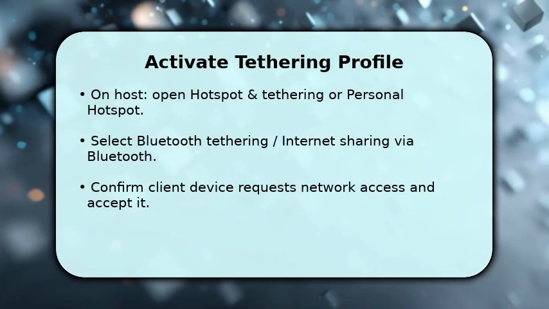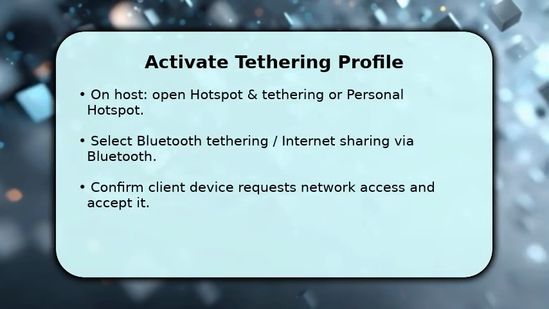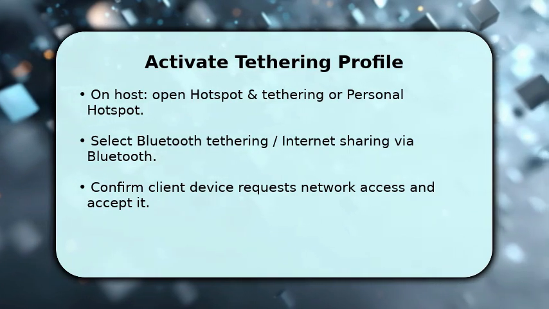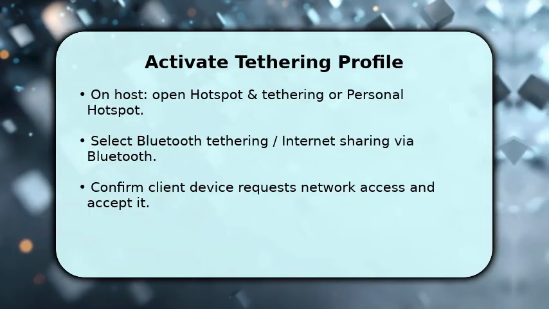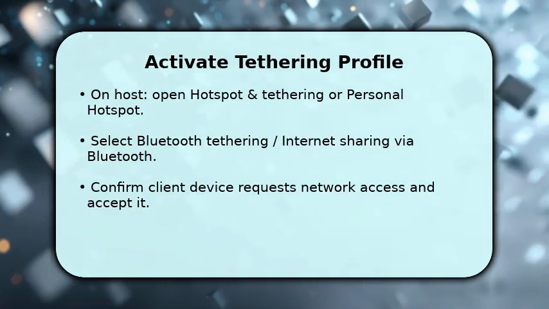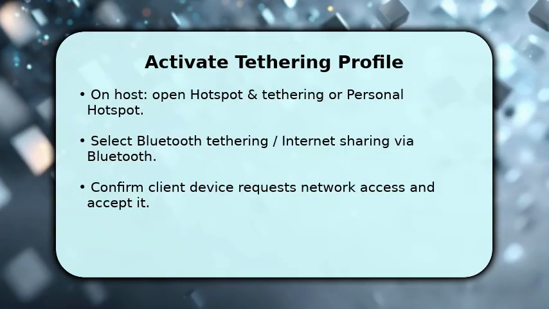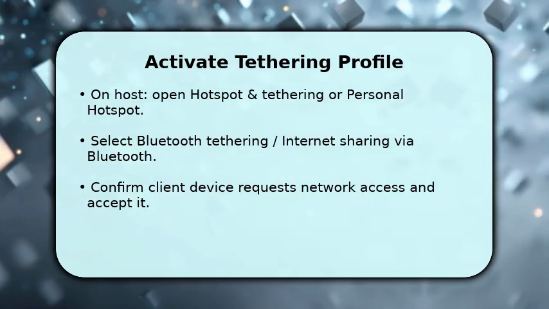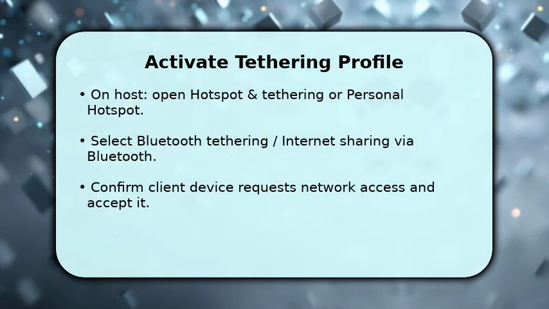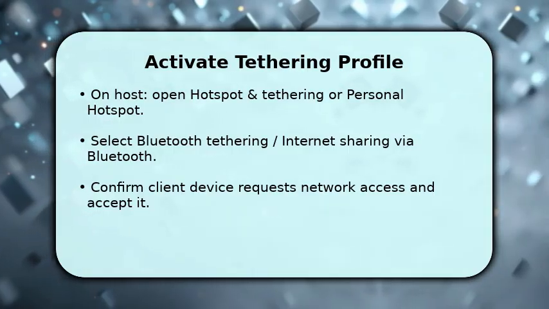Once paired, you need to enable the Bluetooth tethering profile on the host device. Go to Settings, Network/Connections, Hotspot and Tethering or Personal Hotspot, and toggle Bluetooth tethering on. On some systems, you may instead enable internet sharing and choose Bluetooth as the output. Make that selection. On the client device, select the paired host and request network access if prompted.